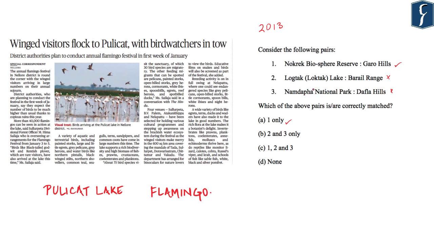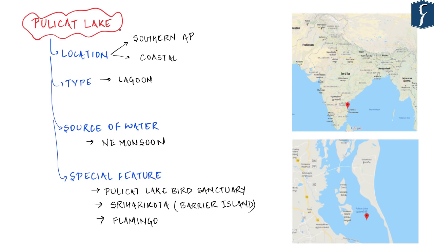So we'll start by first learning about Pulicat Lake. Then we'll go on and have some basic information about flamingo bird. Now, Pulicat Lake is the second largest brackish water lake or lagoon in the country after Chilika Lake.